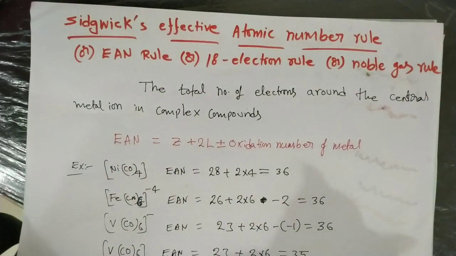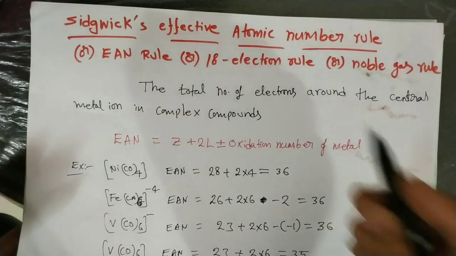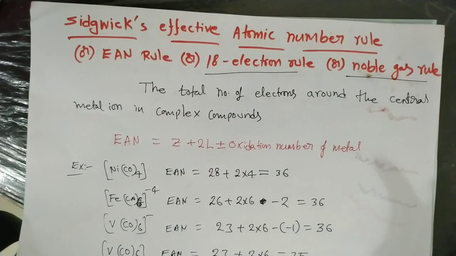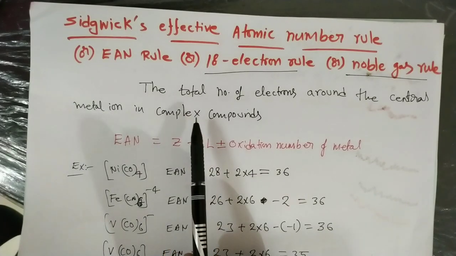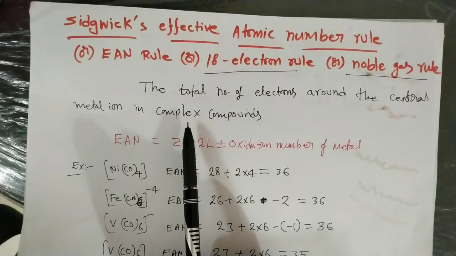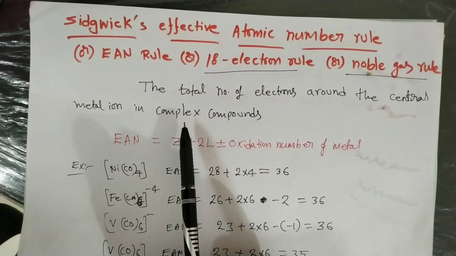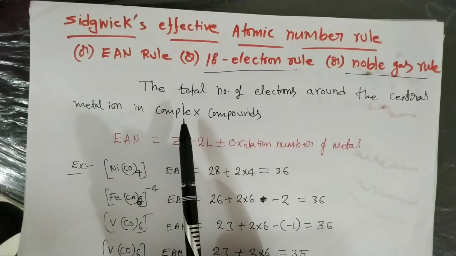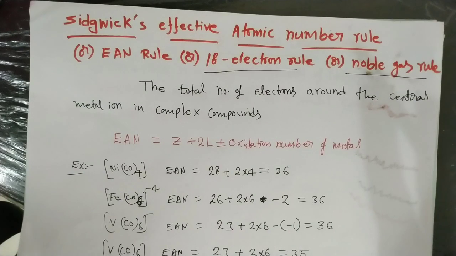This is the Sidgwick effective atomic number rule, also called the 18 electron rule, or the noble gas rule. What is the effective atomic number? The total number of electrons around the central metal ion in a complex compound is the effective atomic number. What is the purpose of calculating it? If the effective atomic number equals the atomic number of the nearest noble gas element, then the complex compound is more stable. For example, if EAN equals 36, the given complex is more stable.